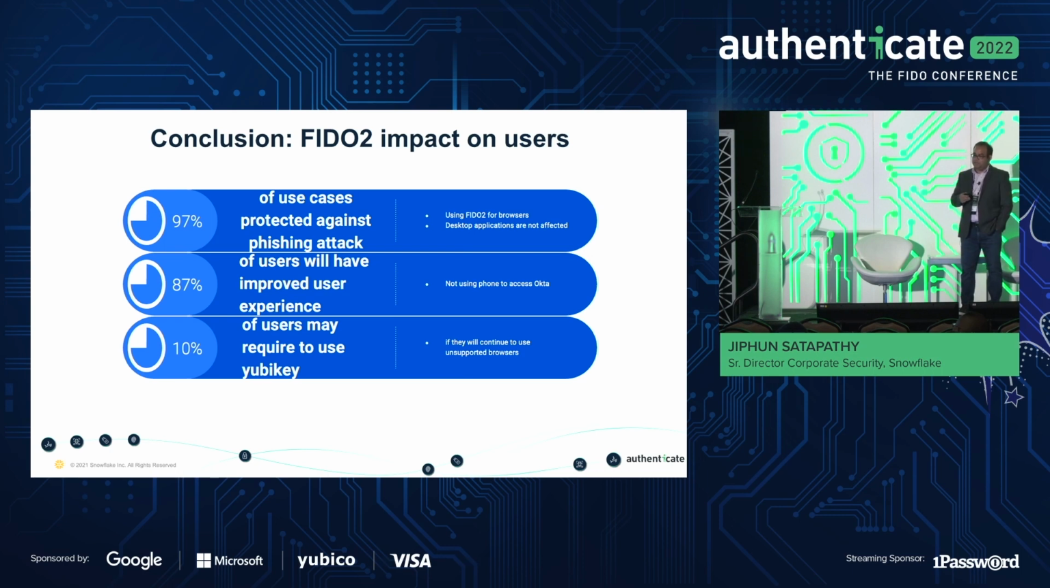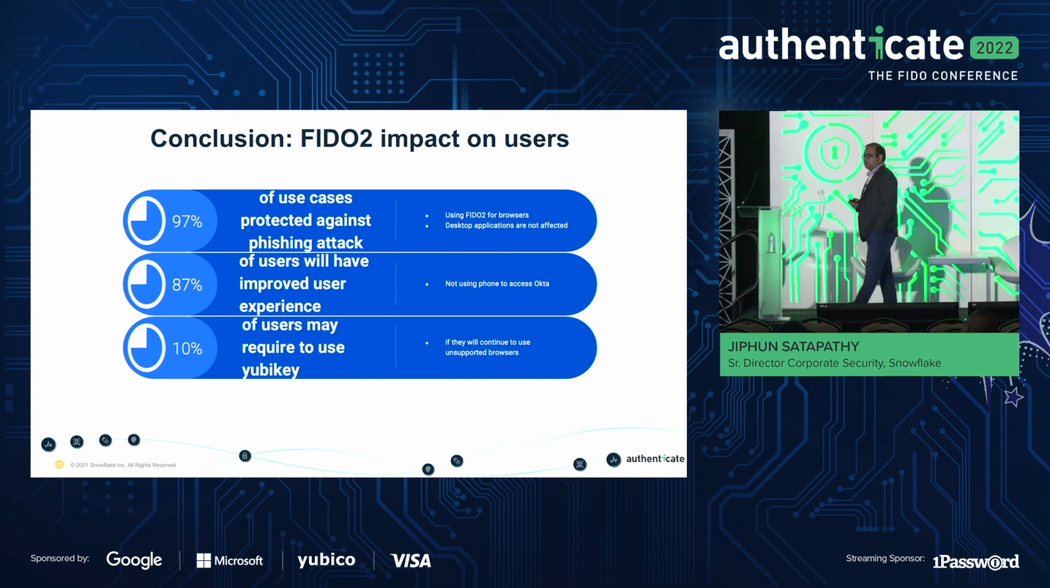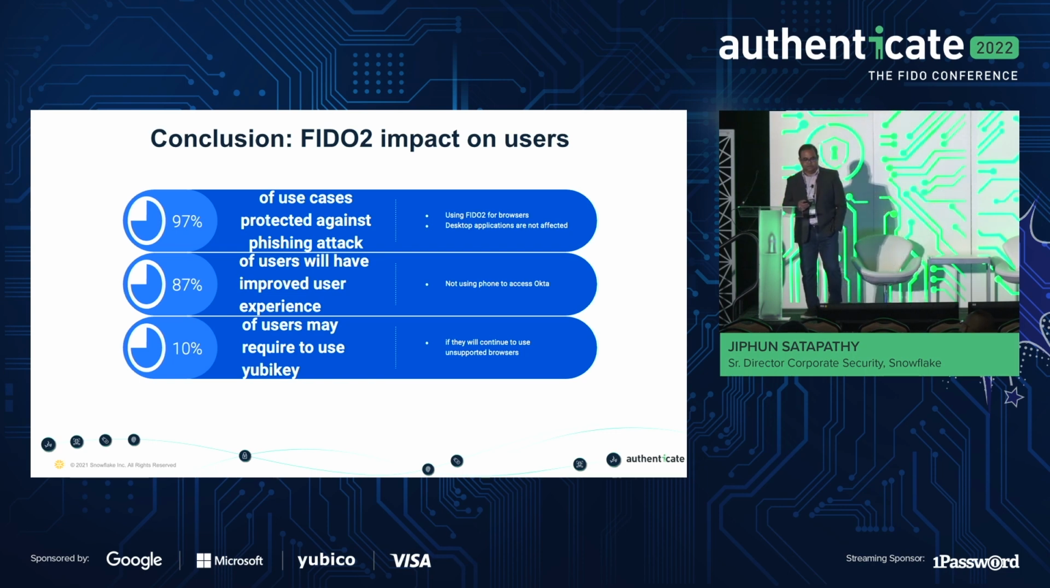But in the meantime, what are some of the key benefits that we have seen? 97% of our use cases are now protected due to us deploying this solution, FIDO2. We understand that some of the desktop applications are not supported or not compliant with FIDO2, but it's okay, because the key risk of phishing is not that prevalent with desktop applications. Your auth is happening right on that device, so unless somebody has got access to that physical device, it's very difficult to mount a phishing attack on a desktop client like an Office 365 client or something like that.